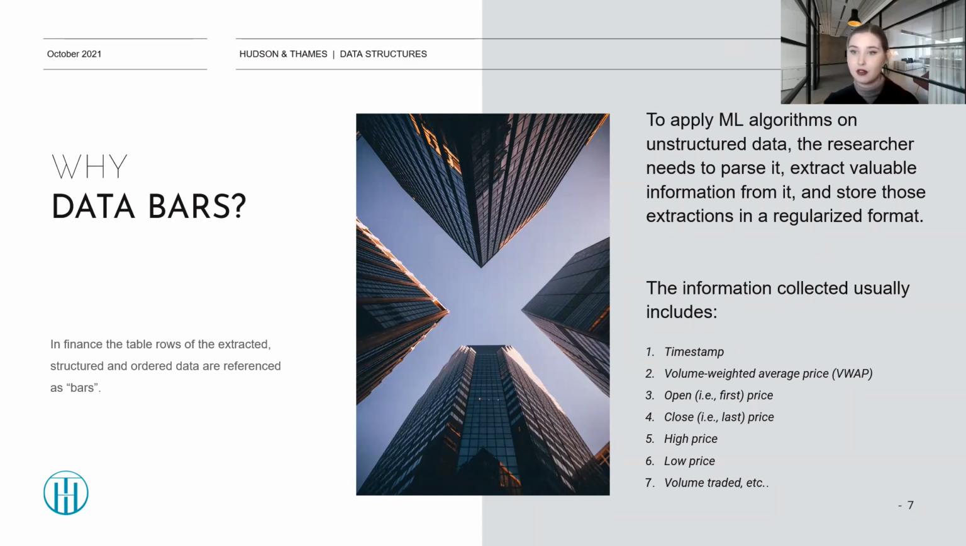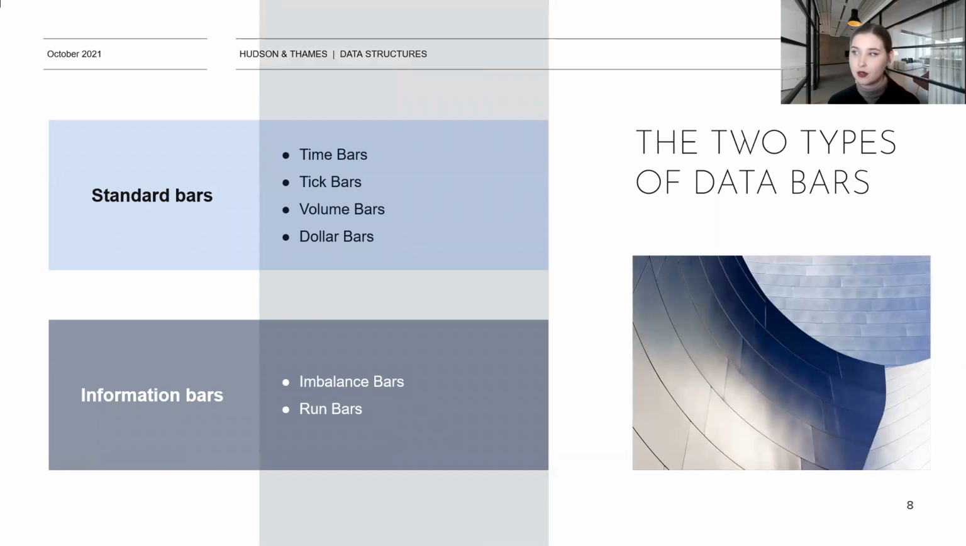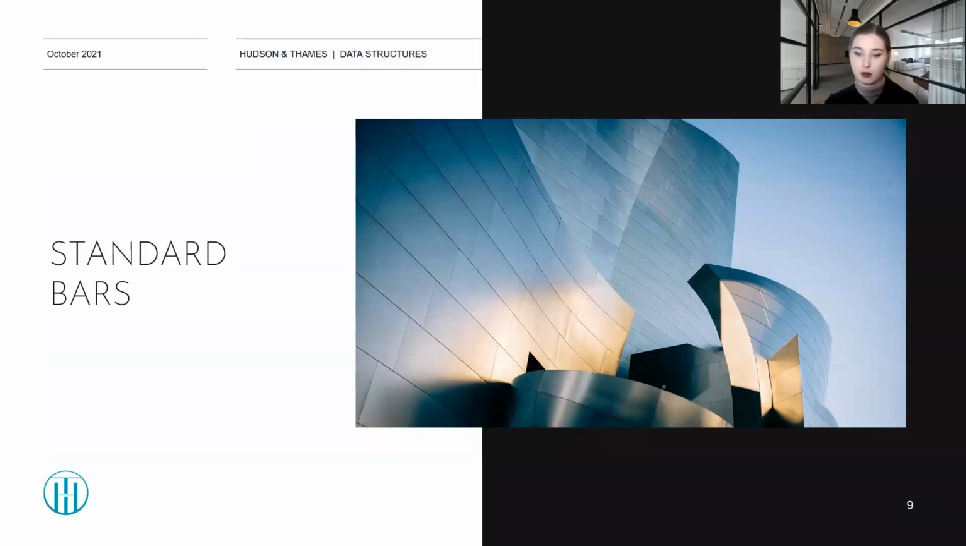The data bars are the regularized versions of our data that allow you to extract more information from your raw data than you would otherwise. And even within the data bars, we have our own classification. We can divide it into 2 key types. First, the standard bars that sample the data based on some type of index threshold. For example, it can be time, tick, volume, or dollar bars. And information bars, which sample when the threshold for some type of information influx, like imbalance or run information, is surpassed. We'll be talking about those different types in more detail further on in the lecture. And we're going to start with standard bars.